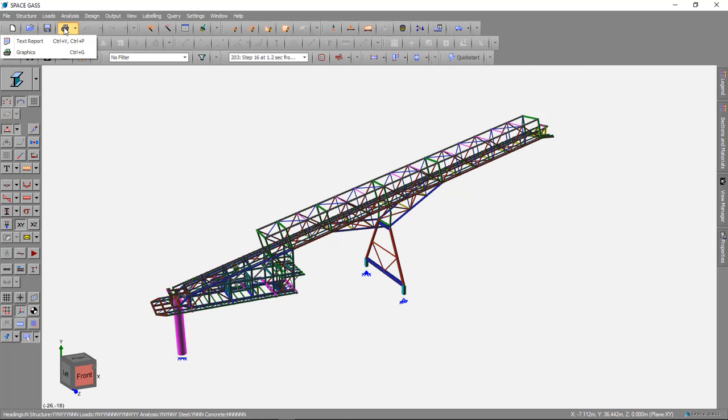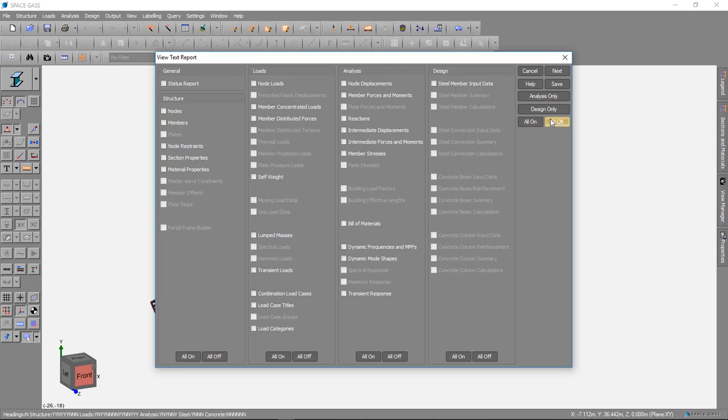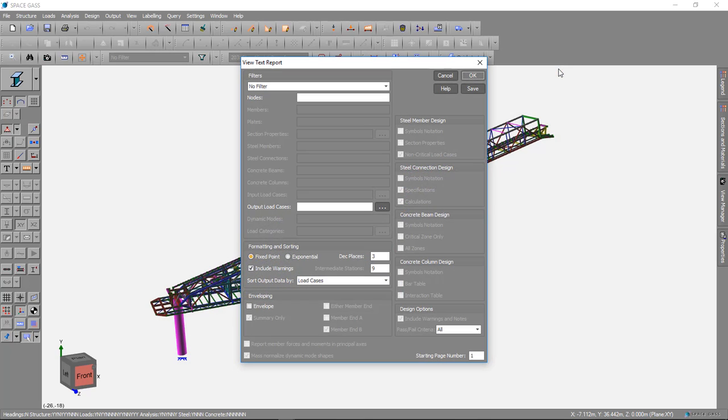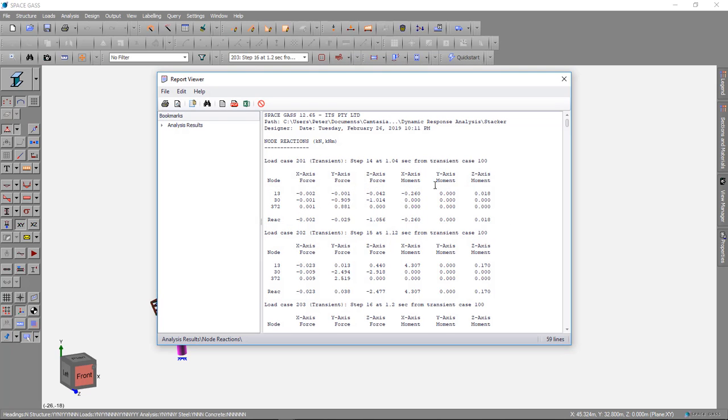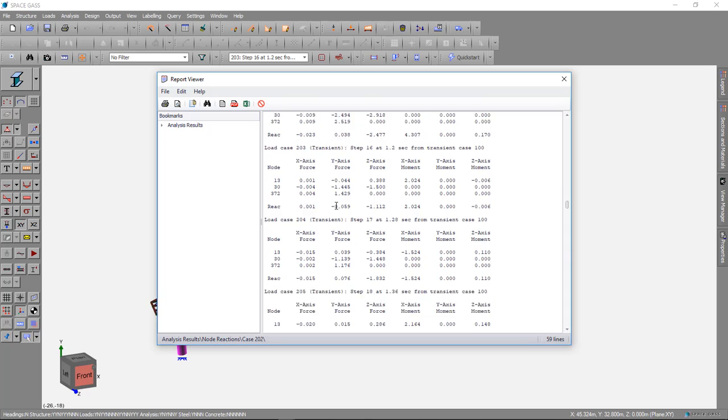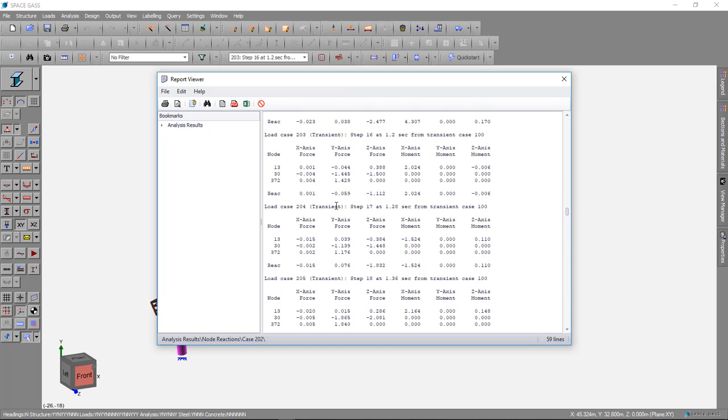So we can also get a report of those load cases. So just for a brief report, I'll just look at the reactions, but we can also get displacements, forces, moments, stresses, everything. And I'll just do load cases, say 201 to 205, so just some of those step load cases. So there you can see the results of those. So load case 204 comes from step 17, which happens at 1.28 seconds in transient load case 100.